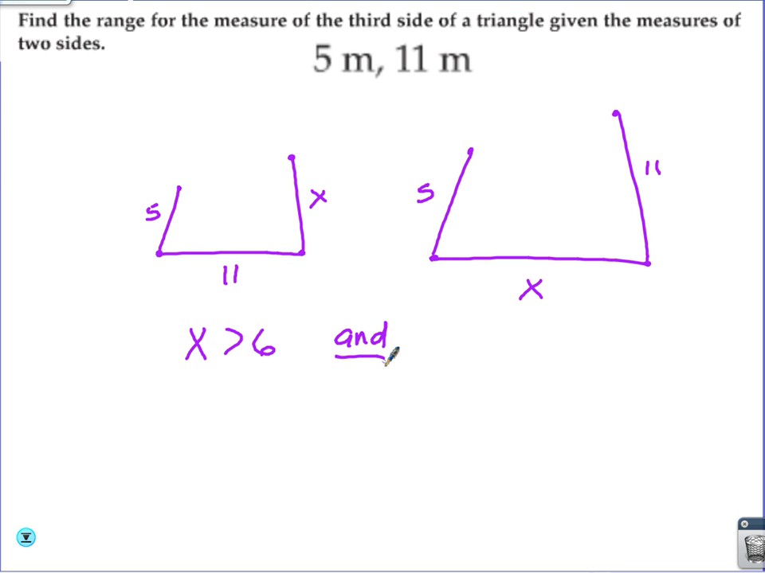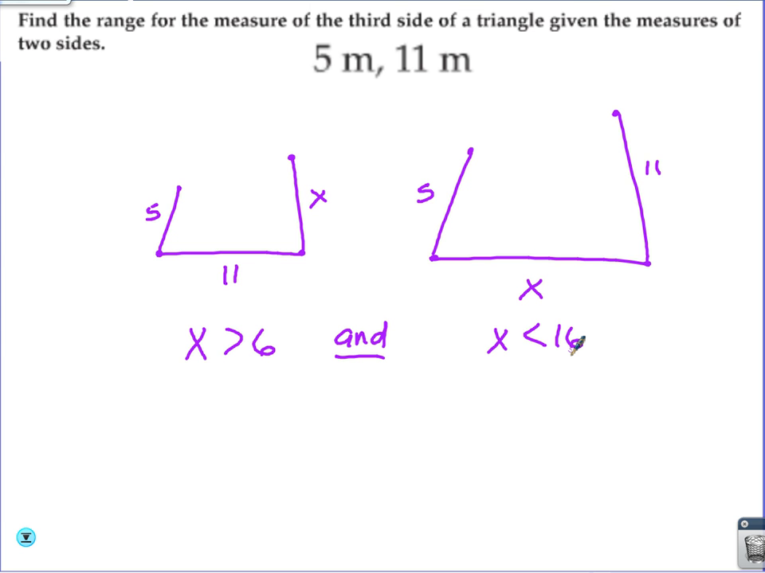17, she's already said, is not okay either. But what about 15? We're good with 15. So x could be numbers smaller than 16. And the reason we don't say, well, x is 15 down. Well, x could be 15.9. X could actually be 15.99999. Okay? X could be anything smaller than 16.